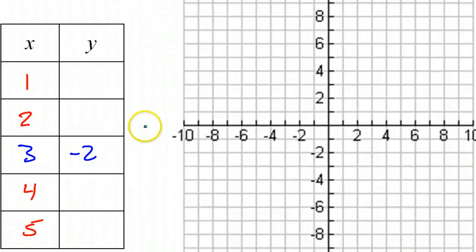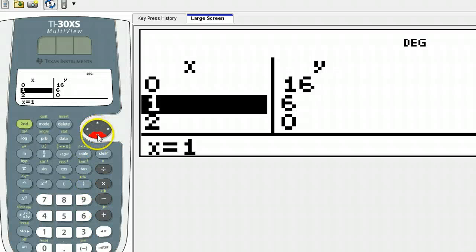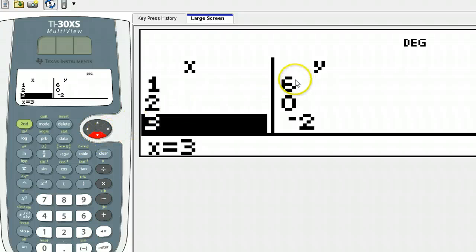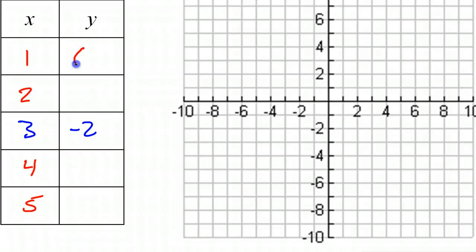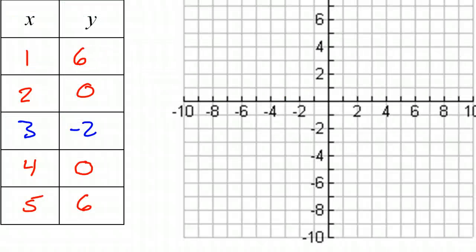My chart here is going to start with an x value of 1, so I'm going to scroll until that happens. So I've got 6, 0, and oh look, the negative 2 that we already knew. Now, because of the symmetry of a parabola, I know that these y values, because here's where it starts going back up again, are 0 and 6. Now let's just verify. Oh look, 0 and 6, just like we knew.